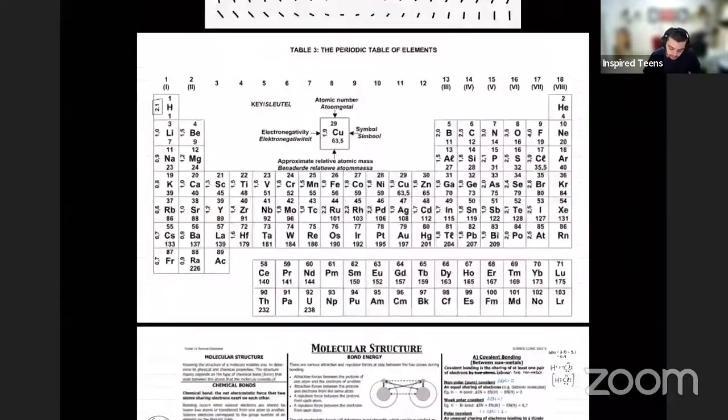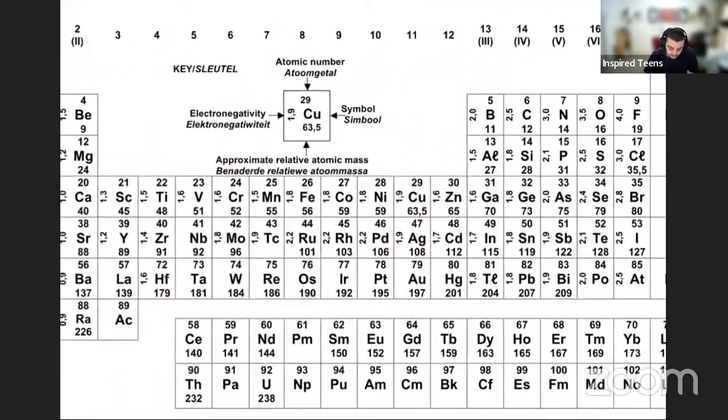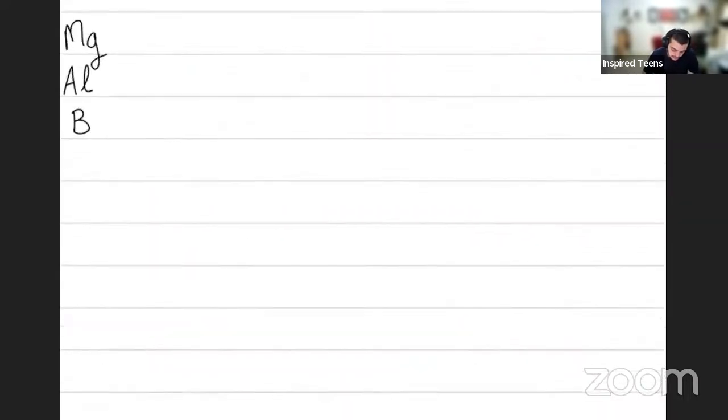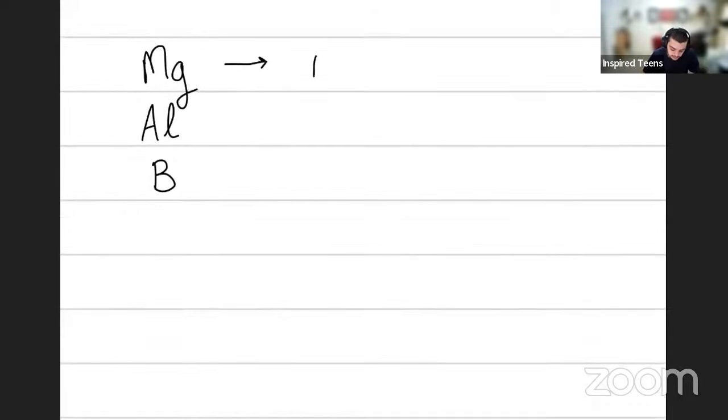Magnesium, aluminum, and boron. So magnesium, we can see that it's in the second Roman numeral group. So it basically has 2 valence electrons. Valence electrons can be represented with dots or X's. Okay, so this one just has 2.